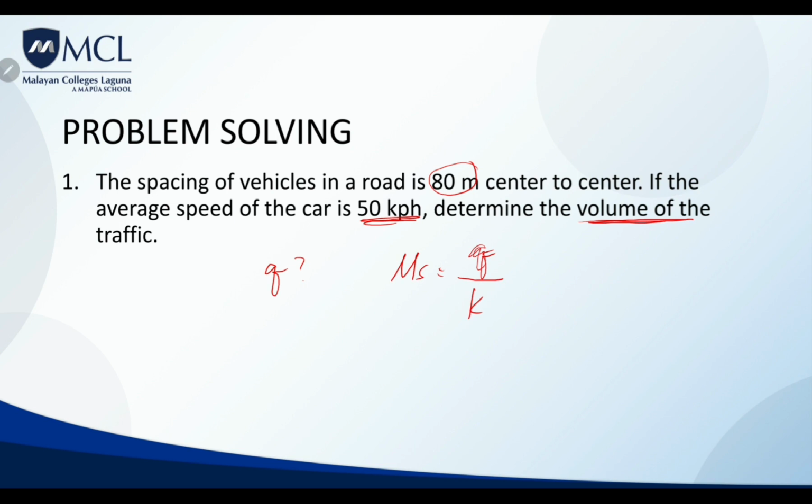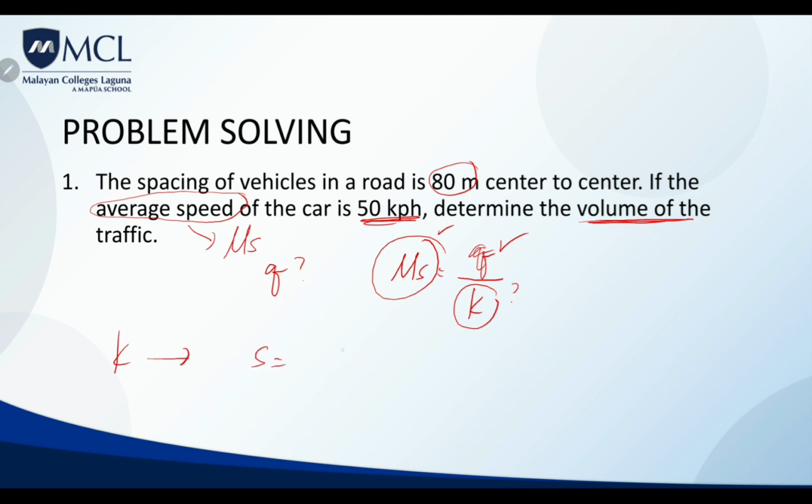Okay? But we don't have the value of K yet, but we already have the value of the average speed. Take note that average speed is your mu s. So, this is unknown, this is what we are looking for, Q. This is given. To solve for K, we can use the spacing formula.